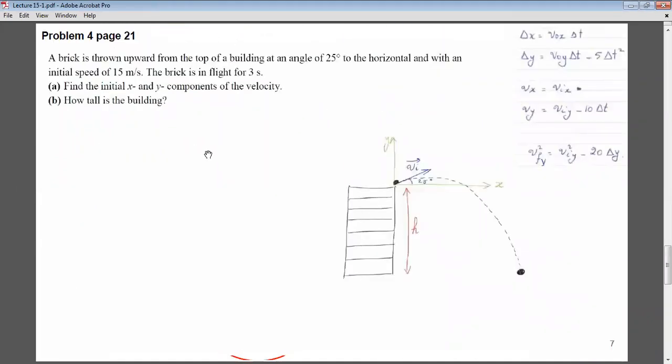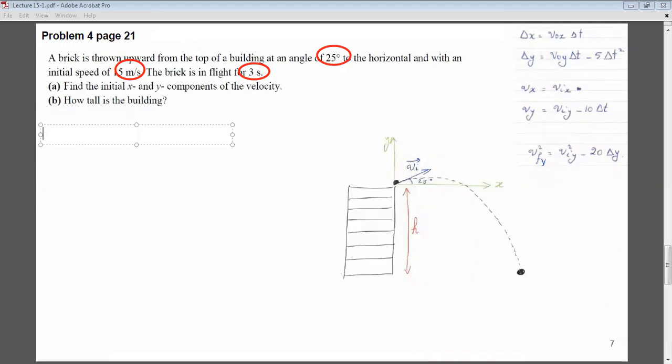Let's do another one. It's page 4, problem 4, page 21. A brick is thrown upward from the top of a building at an angle of 25 degrees, as I drew here, to the horizontal, and with an initial speed of 15 meters per second. The brick is in flight for 3 seconds. So I have the angle, the initial speed, and the time. Find the x and y components of the velocity vector.